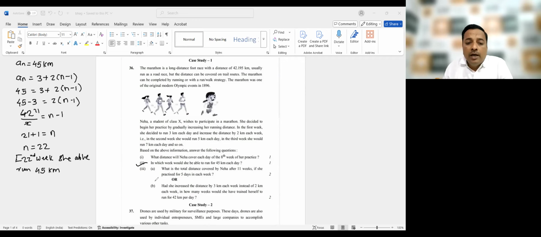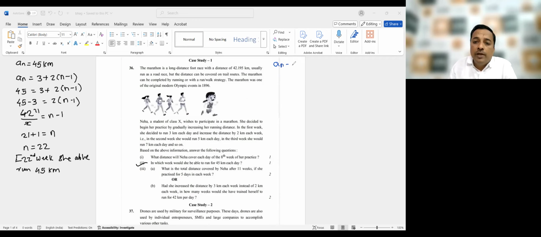Okay. Now the next question is a little bit tricky. Pay attention properly. इतना easy नहीं है वो. So what is the total distance covered by Neha in 11 weeks if she practices for 5 days in each week? 11 वीक में उसने कितना डिस्टेंस को कवर करेगी अगर वो 5 डेज पर वीक करे? तो सबसे पहले हम लोग ना 11 वीक का उसका डिस्टेंस निकालते हैं.